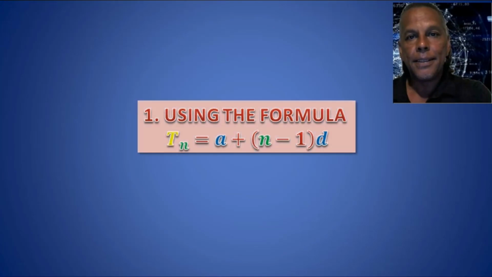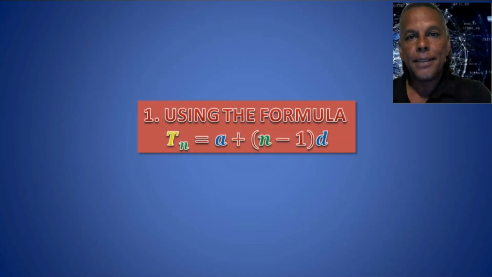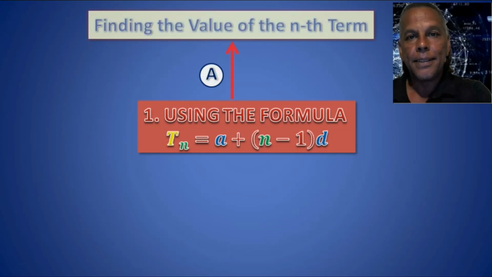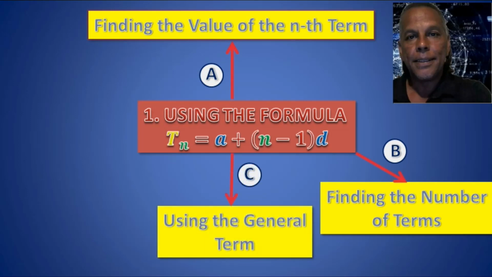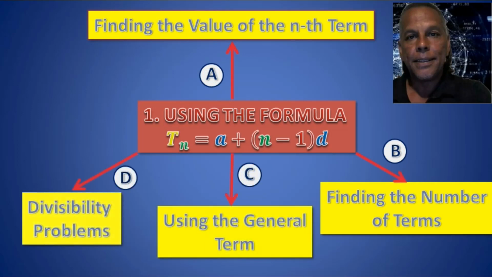The first of the 8 standard techniques for APs deals with using the formula T sub n equals a plus n minus 1d. There are 4 sub-techniques. These are finding the value of the nth term, finding the number of terms, using the general term, and divisibility problems.